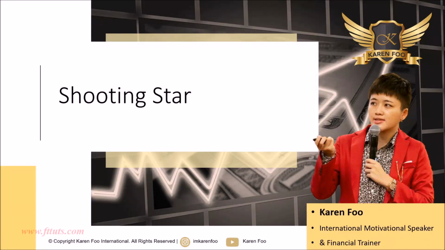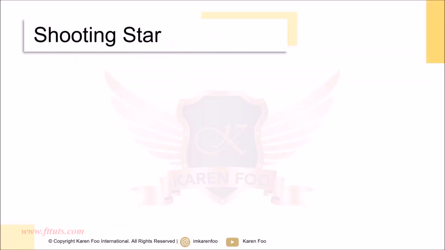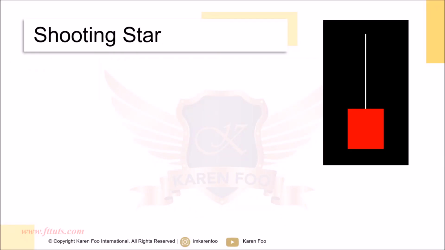Welcome to this lesson on shooting star. So basically, what is a shooting star? Now it looks something like this, similar to an inverted hammer. You have a wick that is 2 times longer than the length of the body, and you have a long upper wick and then a small body at the bottom.